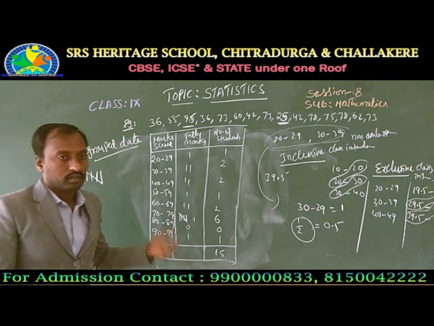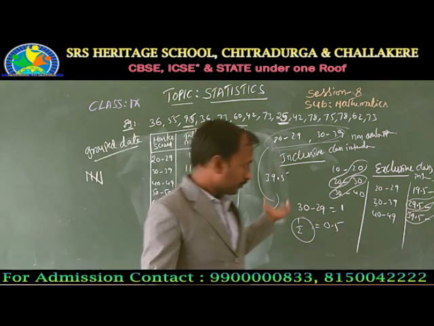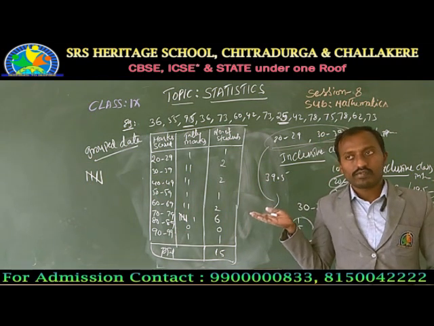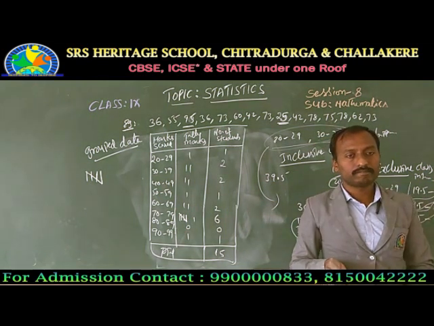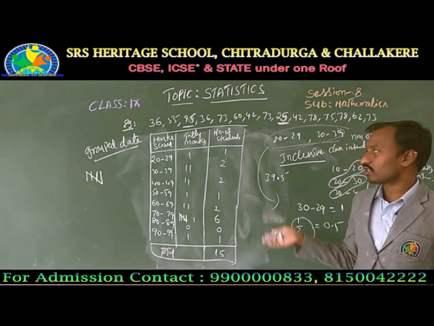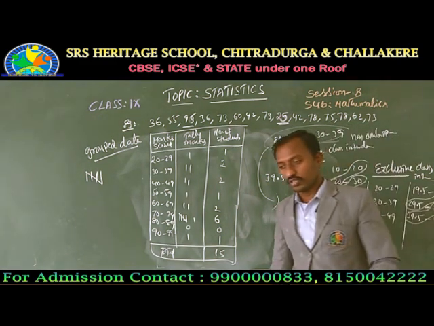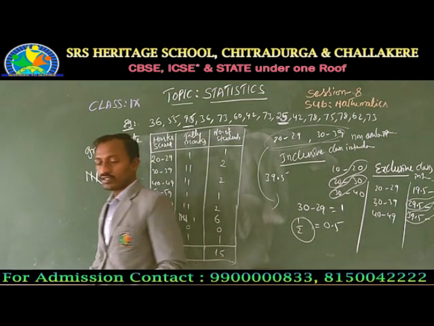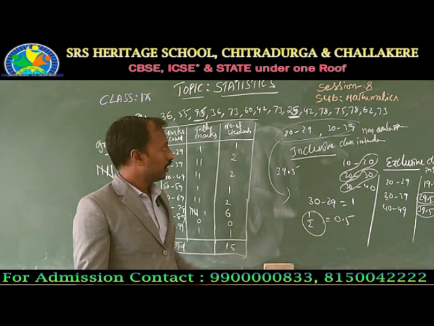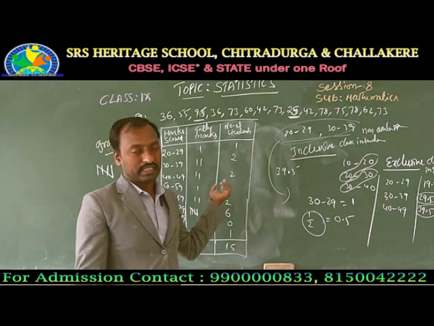So this is the way how to calculate. There are some problems in the textbook based on this one. Write a frequency distribution table by using tally marks, etc. Let us see a few problems from exercise 2.